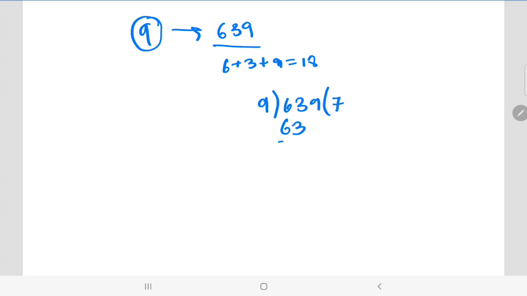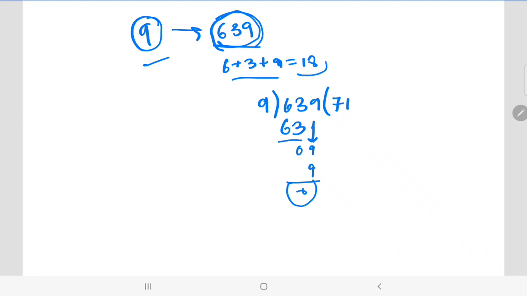9 7s are 63 and 9 1s are 9, where the remainder would be 0. So the divisibility rule for 9 is, whenever the sum of all the digits in a number is divisible by 9, then the whole number is also divisible by 9.